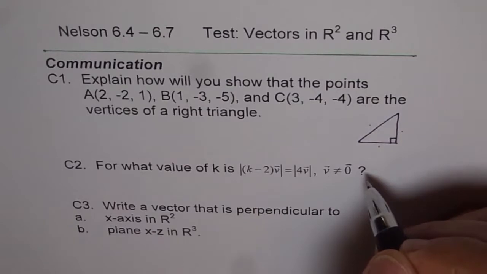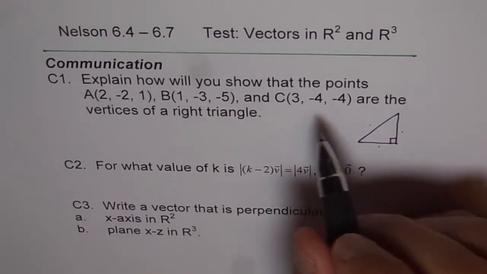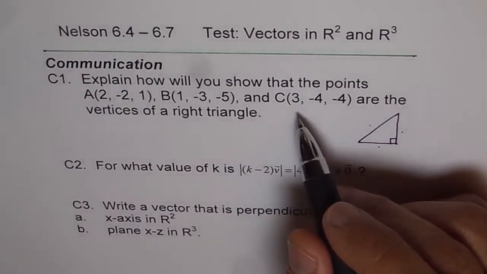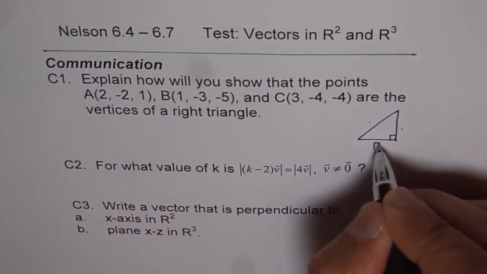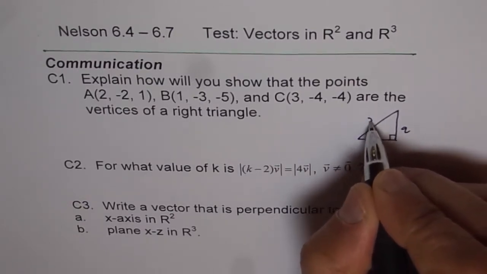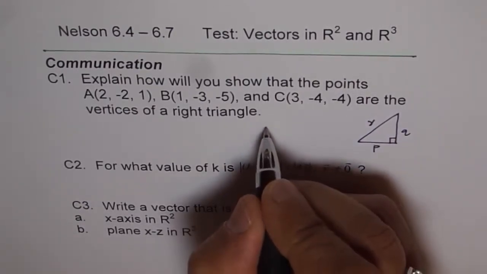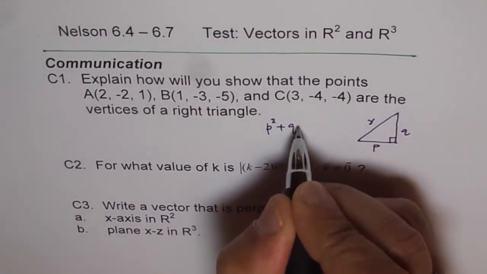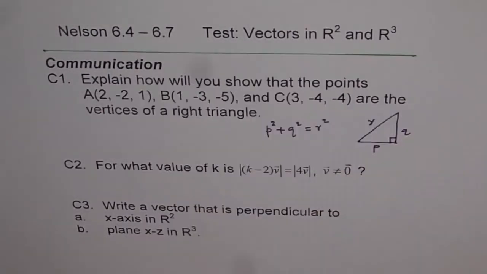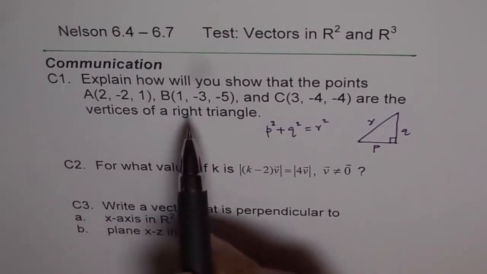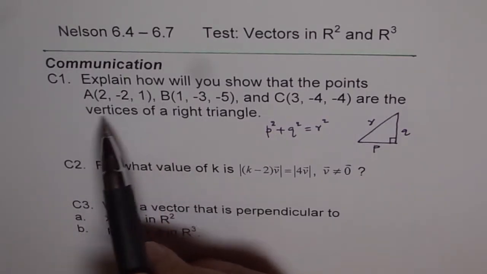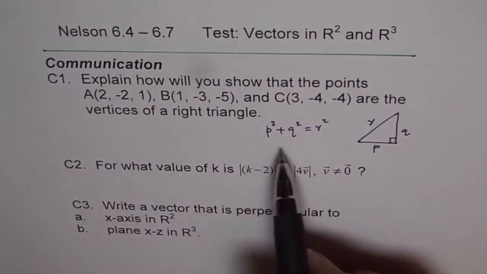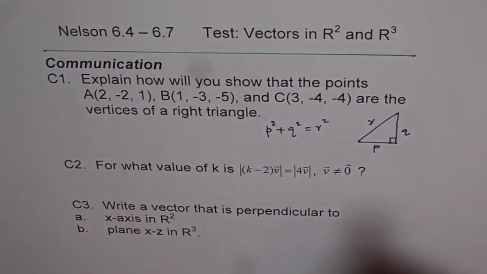That is the Pythagorean theorem. I'm not writing which point is A, which is B, and which is C. That is for you to figure out. But let us say that one side is P, the other side is Q, and the third side is R. In that case, you show that P square plus Q square equals R square. As you know, these vertices are A, B, and C. We can find the lengths AB, BC, and AC, and if we can prove this, then that means they form the vertices of a right triangle. So that's one way of doing it.